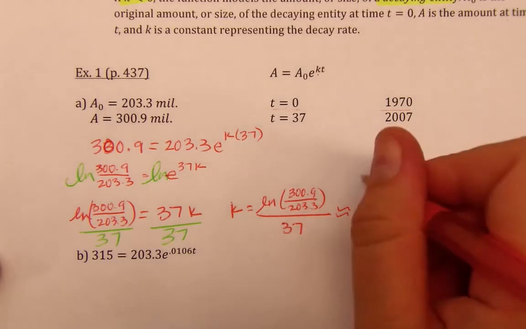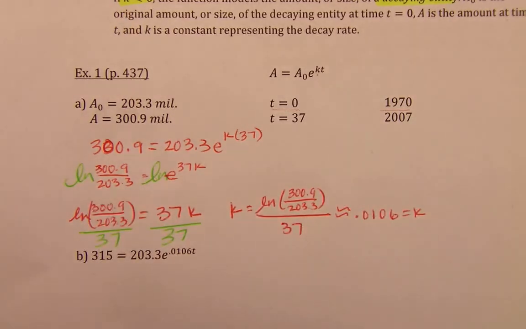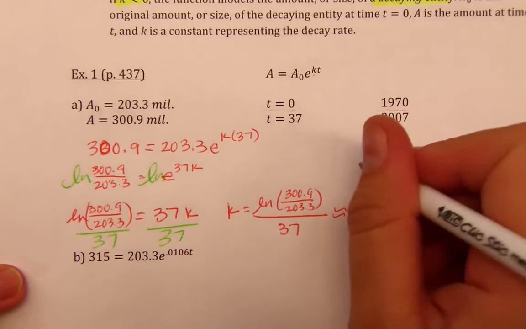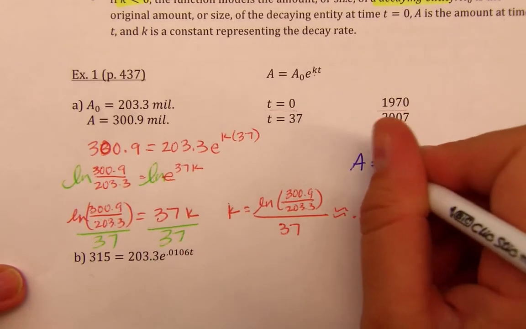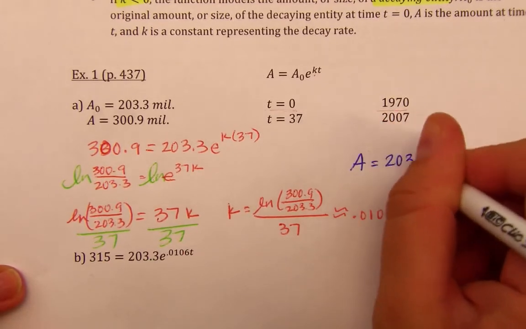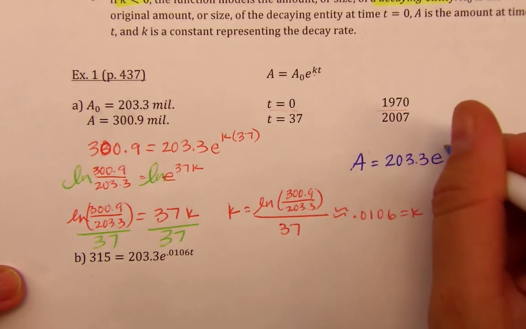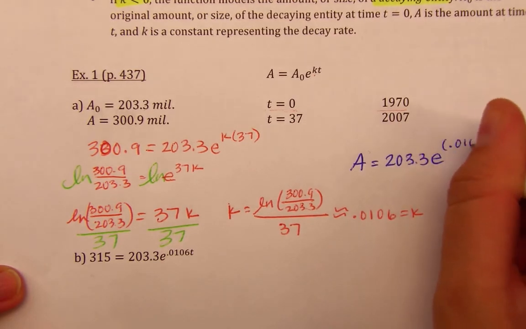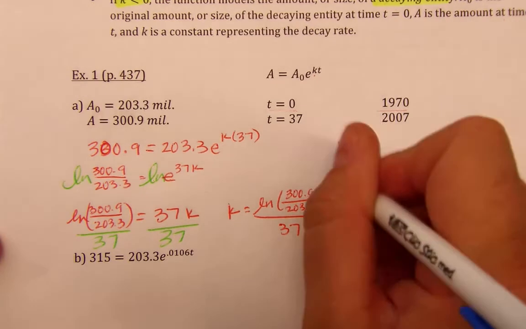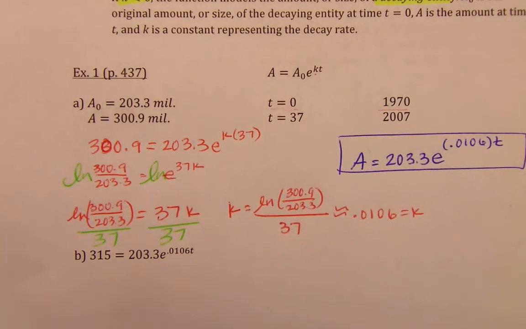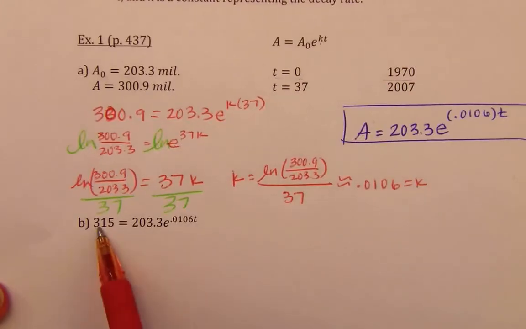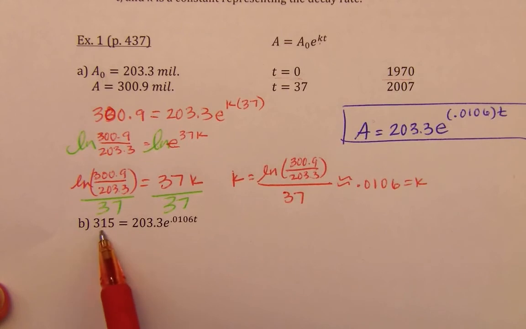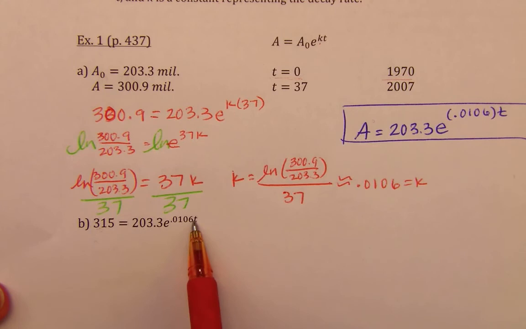All right. So then the equation that they asked us to write in part A would be A equals 203.3 E to the power of 0.0106 T. Part B, they say, what year will the population equal 315 million? So they're telling us the population, we're plugging that in for A, and we're solving for what year T.